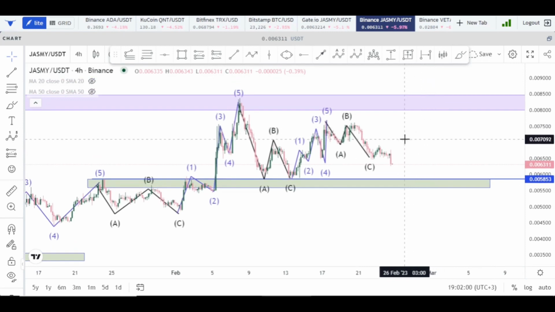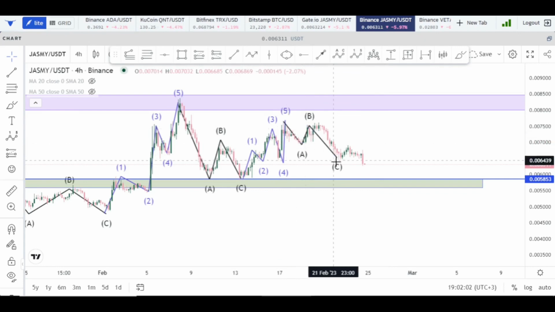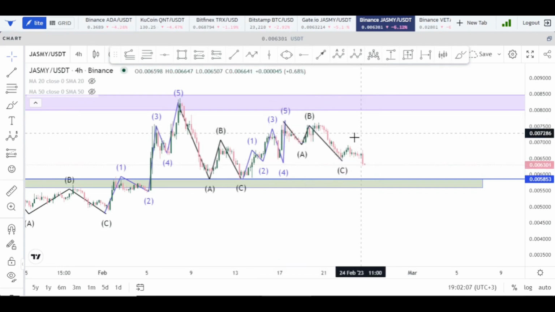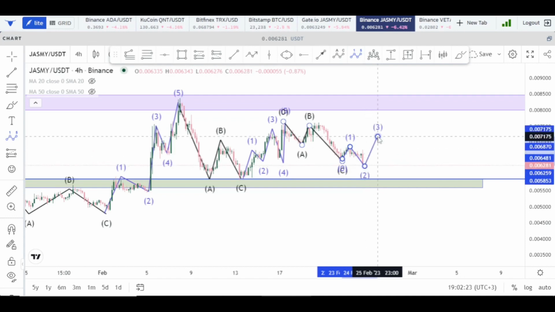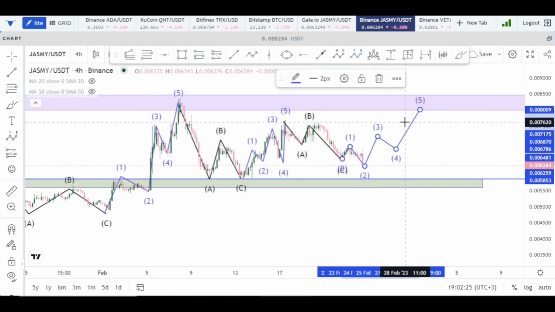So in the last video, we were looking for an ABC correction and we actually got that ABC correction, but it now seems that the 1 2 3 4 5 that we were looking for to the upside after this ABC correction was unsuccessful, because your first wave right here should not be retraced more than 100% of itself by the second wave. So this can't be your 1 2 3 4 5 to the upside. Something else is actually happening right here.